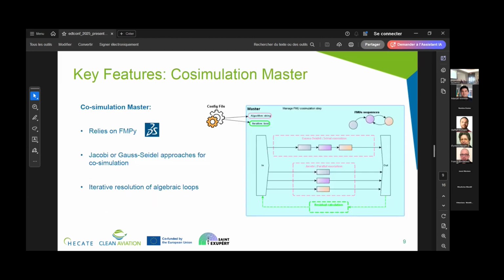So this is, I think, pretty familiar for you. Co-simulation master, this is the built-in one. It relies on FMPy, so the support of FMI comes from that library. We implement the classical approaches for co-simulation, Jacobi and Gauss-Seidel, and we also support an iterative resolution of algebraic loops. So through rollback, we also have a consistent initialization by solving fixed point problems, etc.